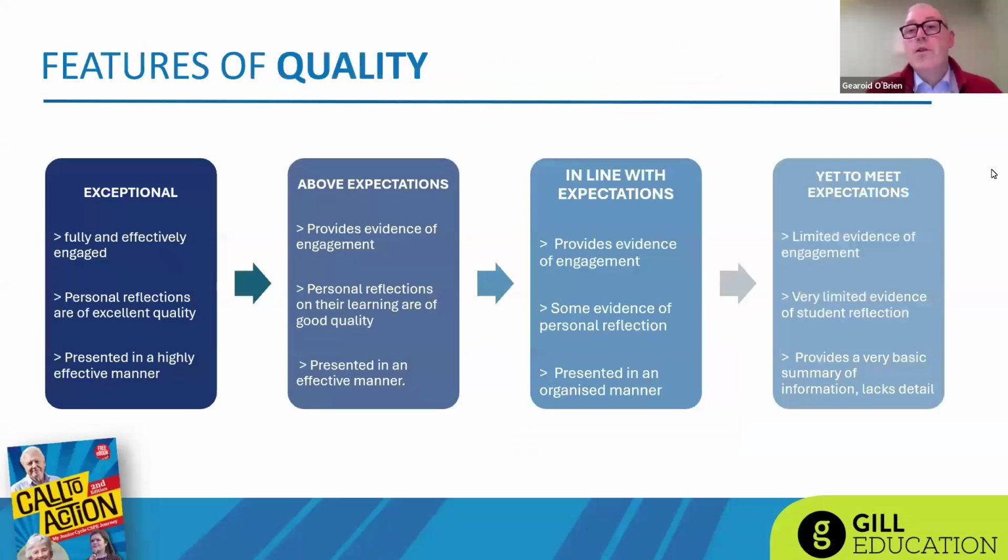So finally, then the features of quality. So if it's exceptional, these are the key words that I've taken out. So it's fully and effectively engaged. Personal reflections are of excellent quality, presented in a highly effective manner. So one thing that you'll get emailed on to you afterwards is a sample CBA template, a record, sorry, that has been filled out by a student and awarded an exceptional mark, just to show how it's actually allocated. In the TRB, there'll also be an example, as well as that, of in line with expectations and a sample marking scheme as well, as to how a marking rubric works, how to actually mark a piece.